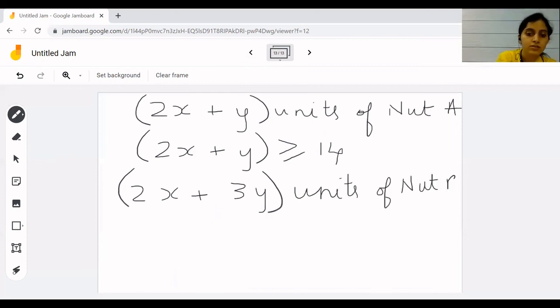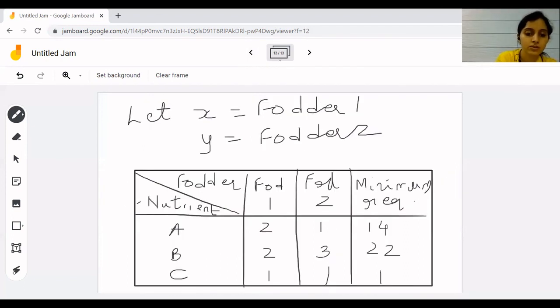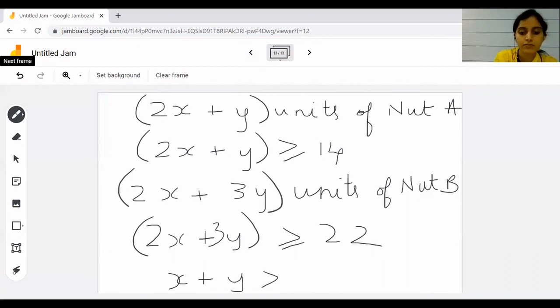What is the constraint over here? Minimum, how much should be present? 2x plus 3y should be greater than or equal to 22. And the last one, x plus y greater than or equal to 1 units of nutrient C. Therefore, the constraints are 2x plus y greater than or equal to 14, 2x plus 3y greater than or equal to 22, x plus y greater than or equal to 1. Since the number of units of x and y cannot be negative, we have x greater than or equal to 0 and y greater than or equal to 0, and your minimizing function z will be equal to 3x plus 2y.